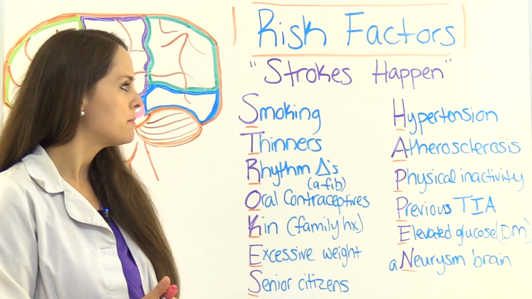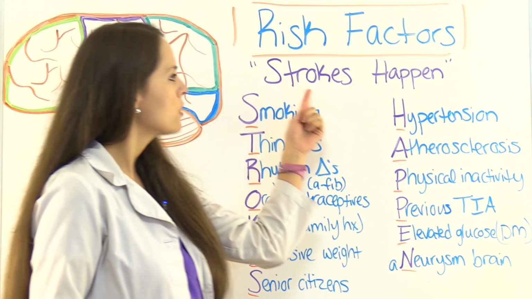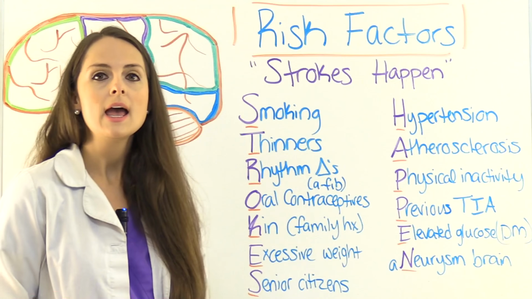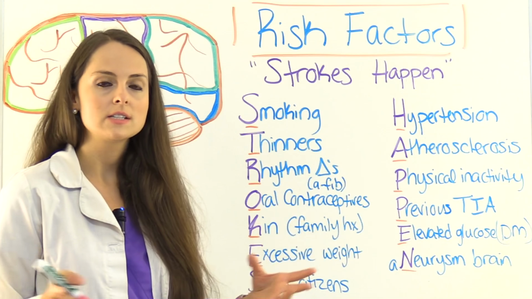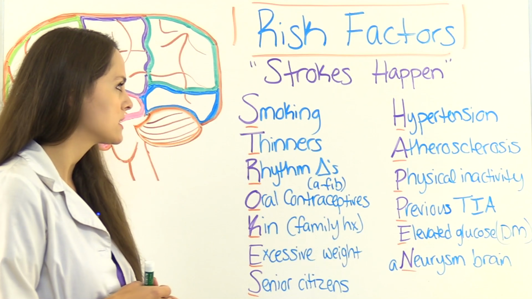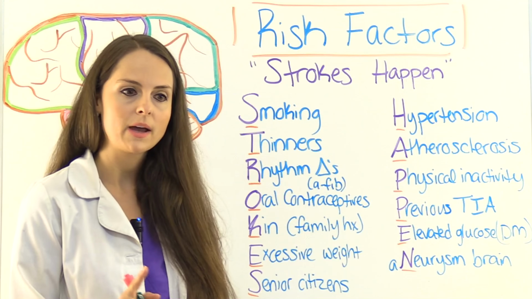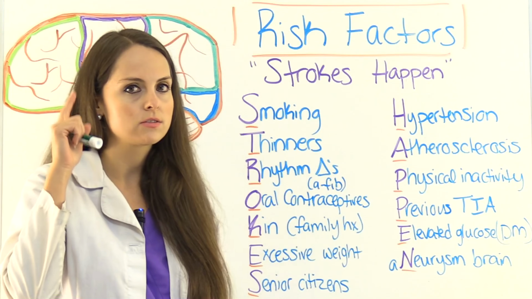So to help us remember all those risk factors, let's remember the mnemonic STROKES HAPPEN. S for smoking. Smoking decreases the integrity of blood vessels, so they don't work as well as they should, which can increase the chances of a stroke. T for thinners, specifically blood thinners. If a patient gets their blood way too thin, that increases the risk of one of those vessels busting in the brain.